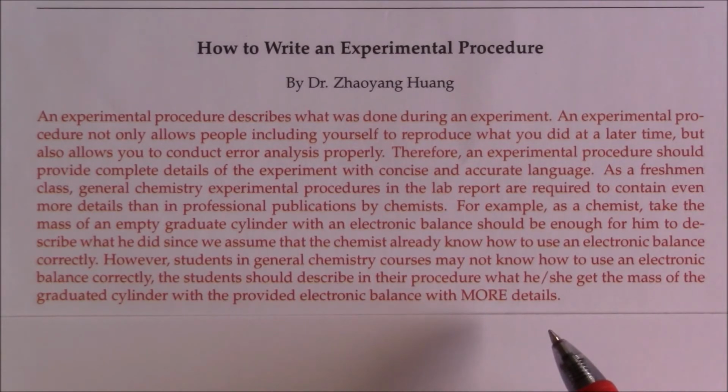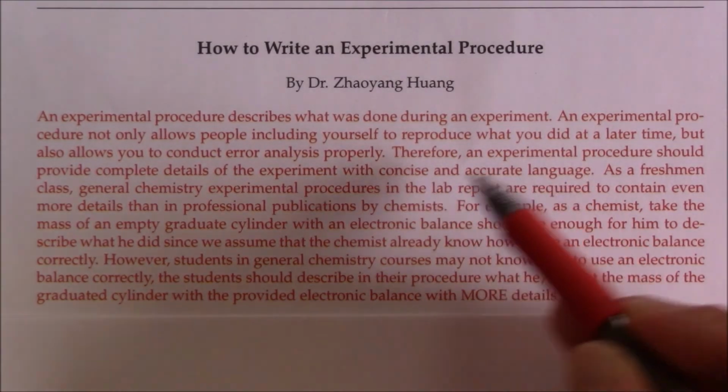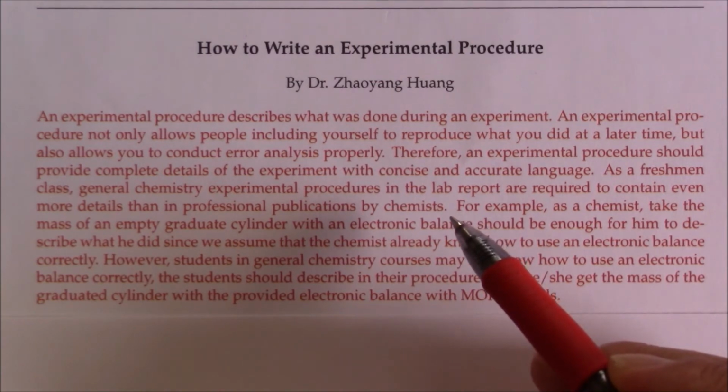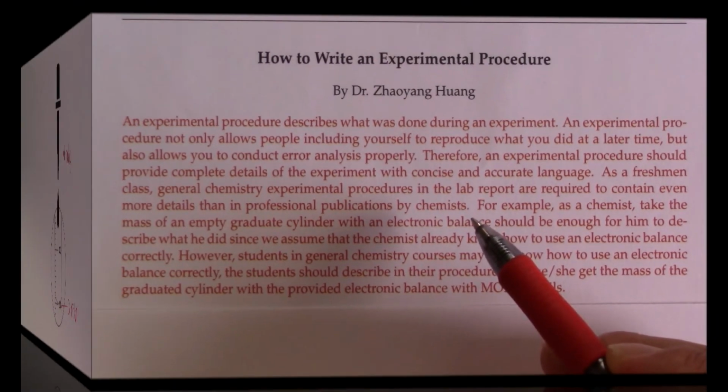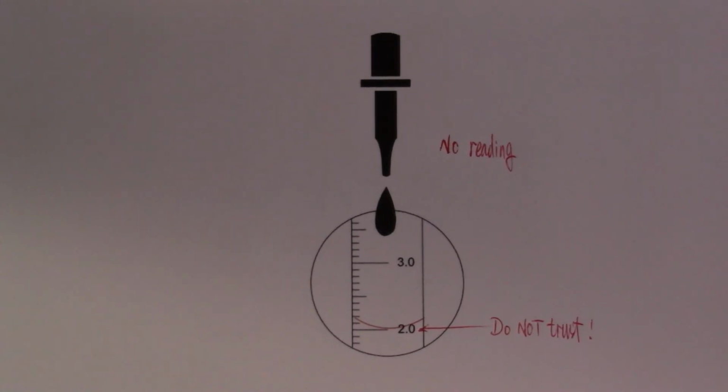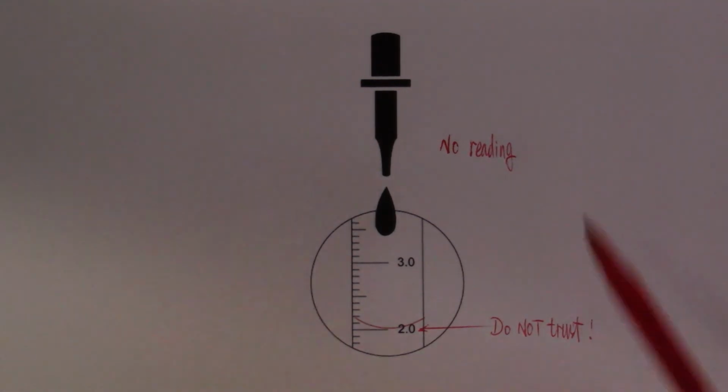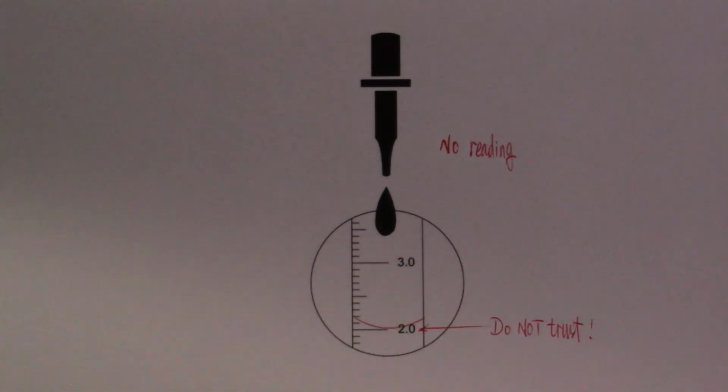Well, some students may ask me, what do you mean by accurate language? Let me explain. When we did the experiment, we added water to the 10 milliliter graduated cylinder, right? But some students in their reports wrote "add 2 milliliter water to the 10 milliliter graduated cylinder." This is not accurate because we do not know the volume of water we added. The 2 milliliter is the mark reading of the graduated cylinder.